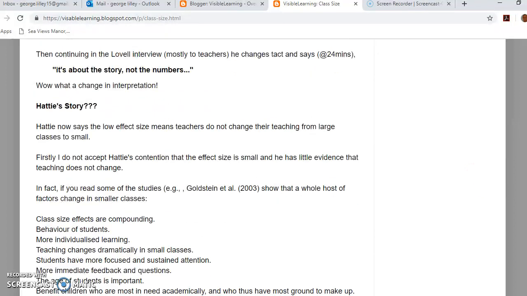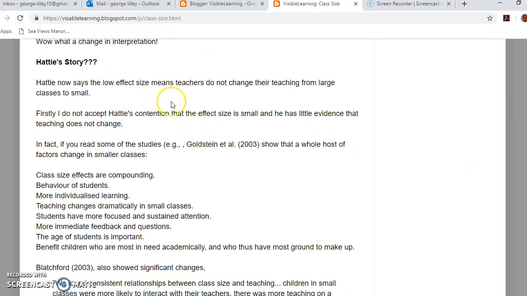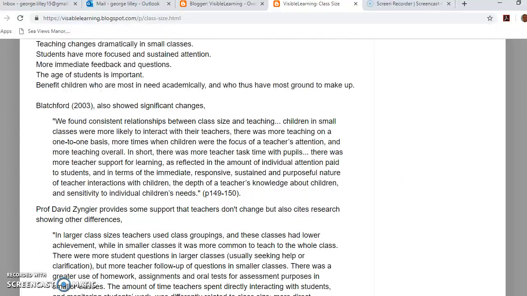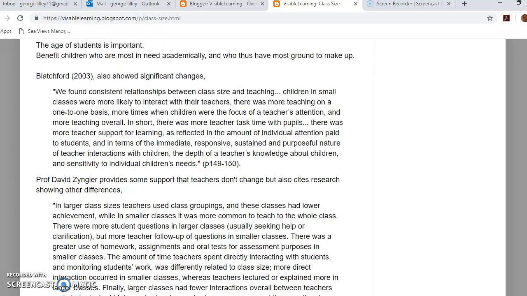And now, in terms of Hattie's story, Hattie says because of the low effect size, he contends that teachers don't change their teaching style from a large to small class. I don't accept either of those claims. If Hattie would read those studies in more detail, they give lots of differences in smaller classes in terms of teaching. So I've listed a couple of references there and the differences found in the smaller classes. So on all levels, Hattie can be challenged. Thank you.